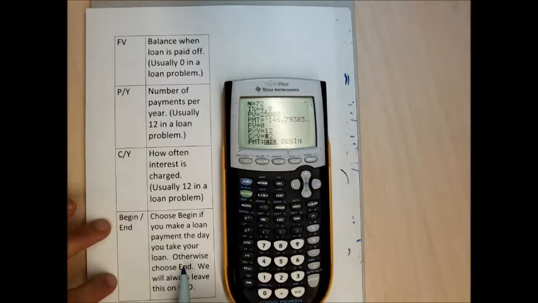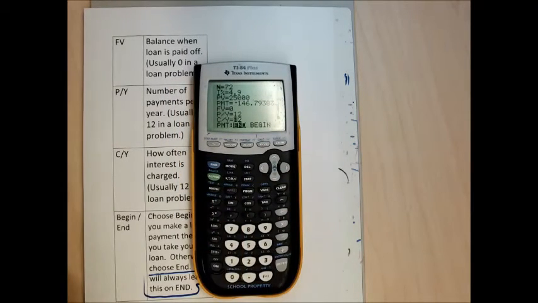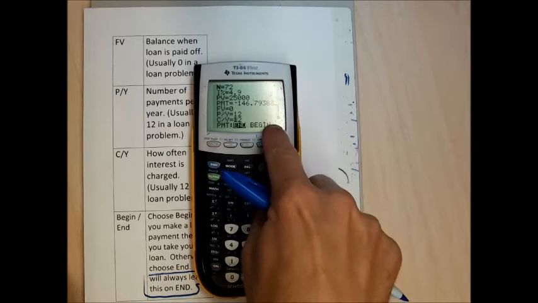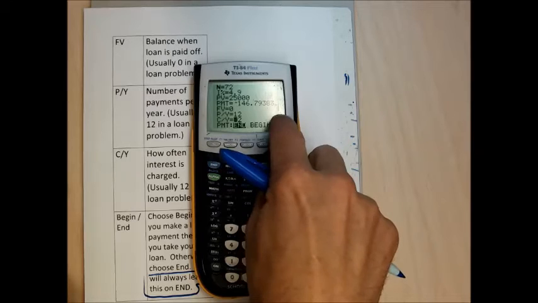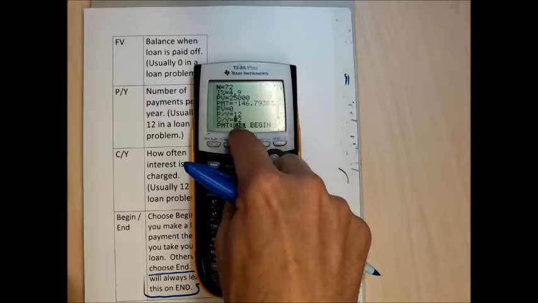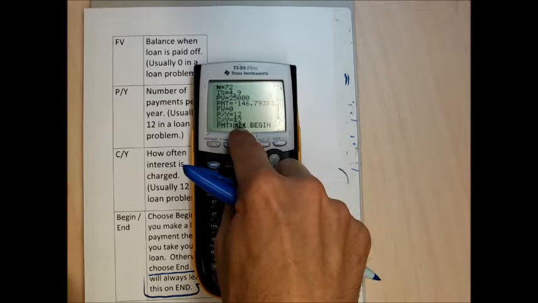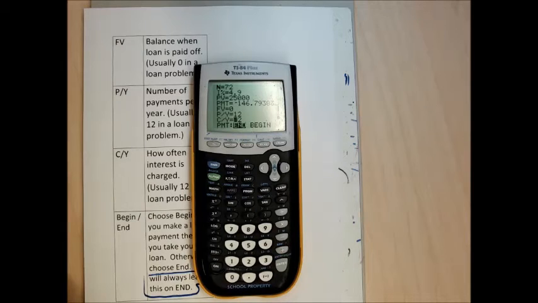Generally, I always leave this on end. And for a loan problem, the end begin has to do with when you're making your payment. If you're making your first payment the day that you take the loan, you would leave the calculator on begin on the bottom here. If you're making your first payment 1 month from when you take the loan, you would leave it on end. And for all practical purposes, you never make a payment the day that you're taking a loan, so we're always going to leave this on end.